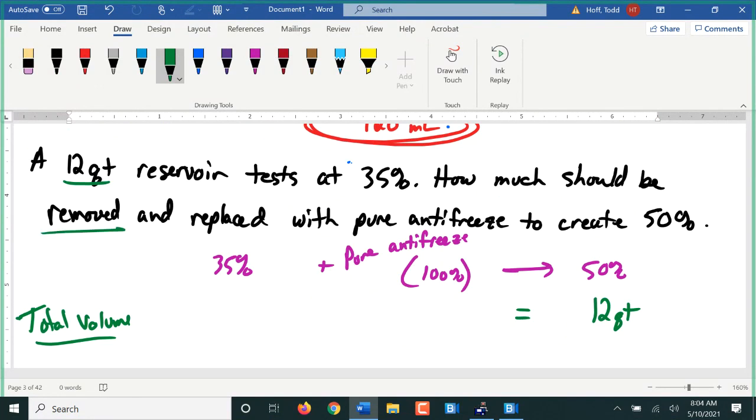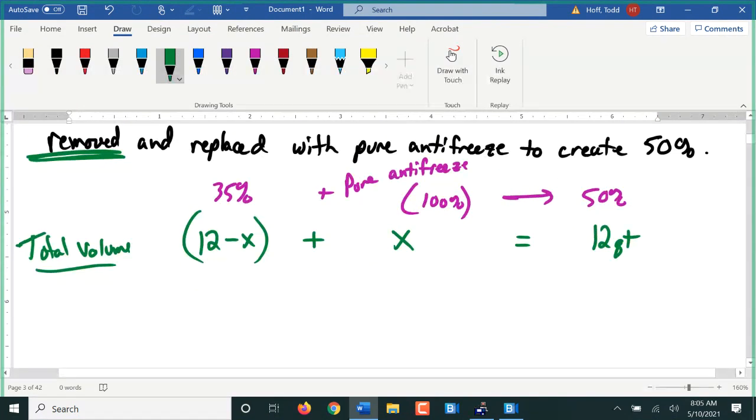To accomplish that, we are going to remove a certain amount of the 35%. That's what we want to know, how much we're going to remove. The amount of the 35% that is removed is X. I put the X in the wrong place, so that X is not described as 35%. That counts. We're going to replace that amount with pure antifreeze. So X is the amount that is removed, but then replaced with pure antifreeze. The amount of 35% that remains is the full 12 quarts minus however much we remove, 12 minus X. Now that's a little bit of a confusing setup. Are there any questions on that?